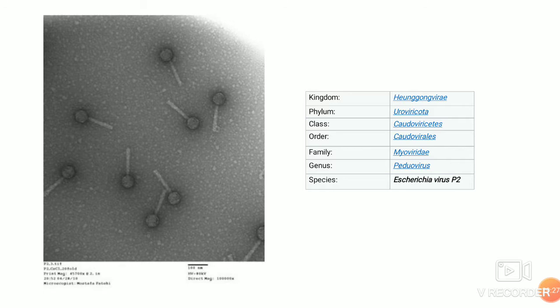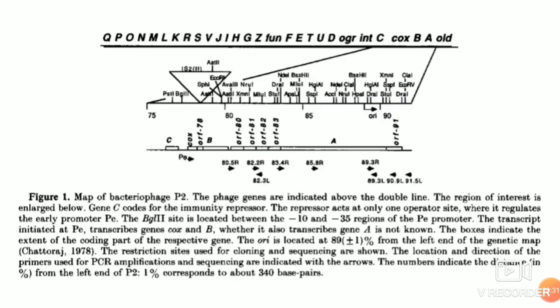So the genome of bacteriophage P2 is 35 kilobase pairs of double-stranded linear DNA with cohesive ends. There are around 42 genes in the genome that can be divided into 3 main categories: genes required for lytic growth, genes involved in establishing and maintaining lysogeny, and the non-essential genes, for example OLD, TIN, and Z or FUN.